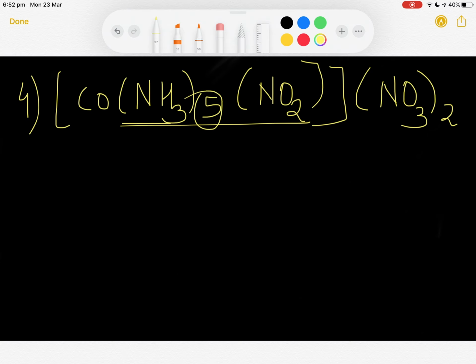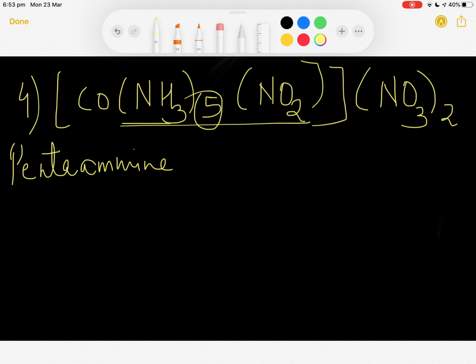So I'm going to use the prefix penta. So see here, we are going to write it as penta, amine, A-M-M-I-N-E, amine. Now it's nitrito because it has a negative charge, and all anionic ligands should end up with what? O.